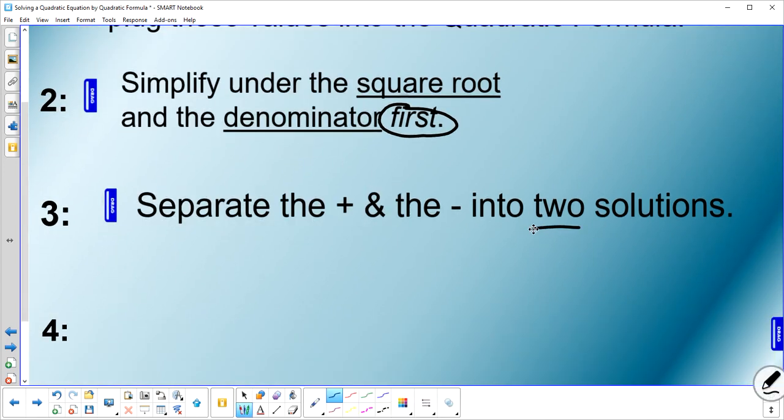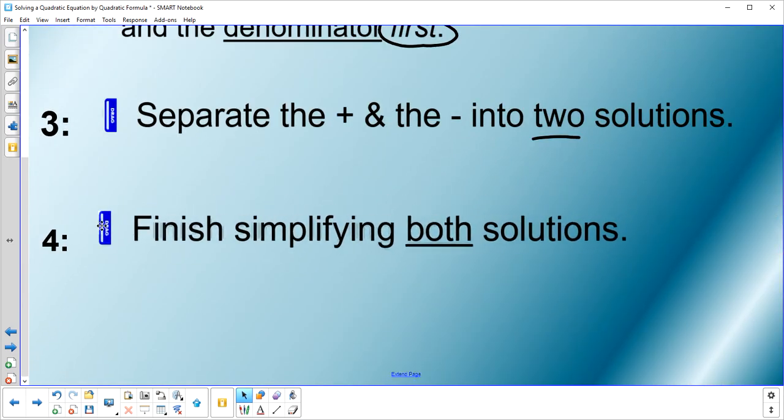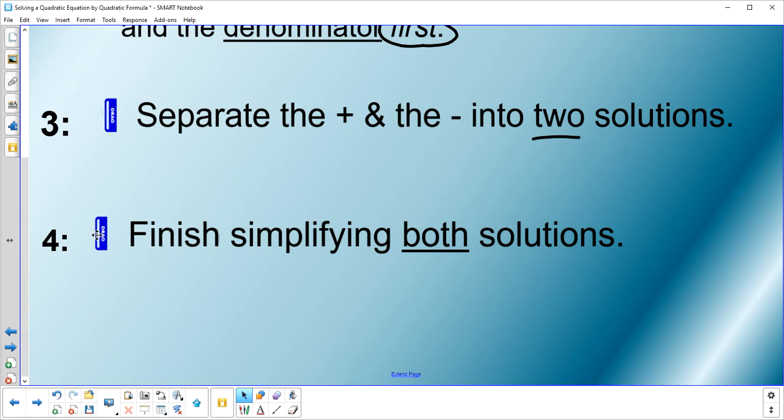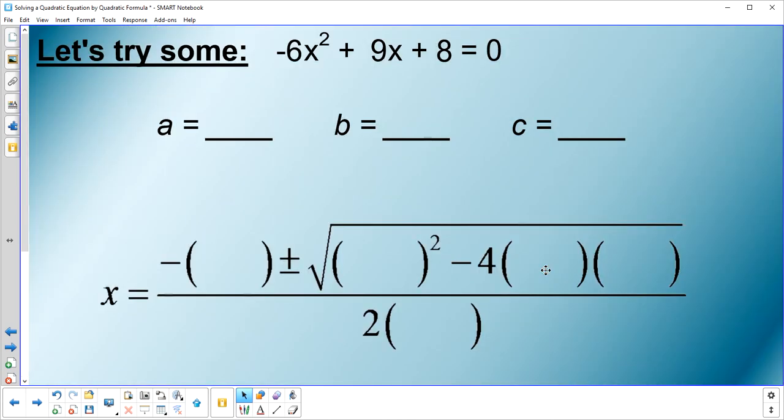So this is where we get our 2 solutions. One we're going to have plus in between, one we're going to have minus in between. And then we finally simplify both of those solutions. Keep it in mind, you need to simplify your numerator completely, then divide. So one common mistake there is we make mistakes with our calculators. It is absolutely essential that we bring in a calculator to class for this stuff.